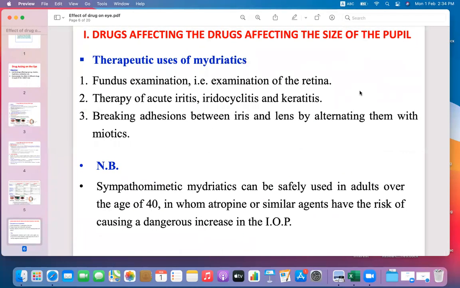So, therapeutic uses of mydriatics: generally they are used for fundus examination of the retina, therapy of acute iritis, inflammation of the iris, iridocyclitis and keratitis, and for breaking adhesions between the iris and lens by alternating them with myotics.